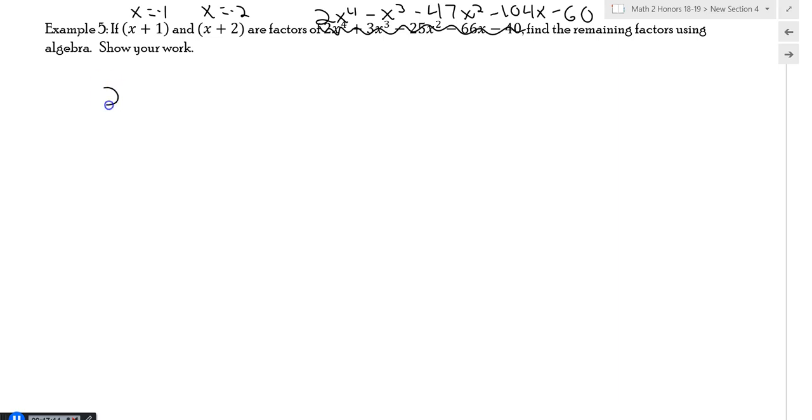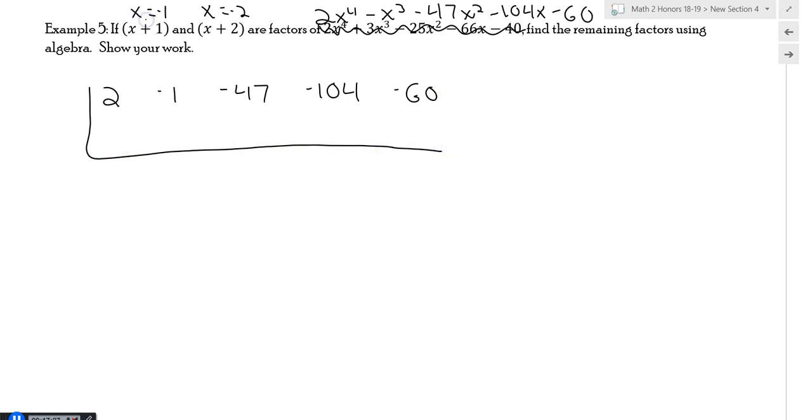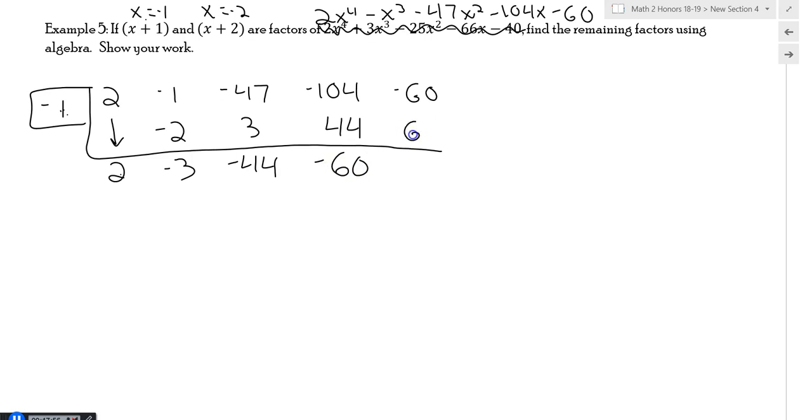So, setting up my synthetic division, we have 2, negative 1, negative 47, negative 104, negative 60. And first one is that negative 1 goes on the outside. Bring down the 2. Negative 1 times 2 is negative 2, which is negative 3. Negative 1 times negative 3 is positive 3, which is negative 44. Negative 1 times negative 44 is 44. We add these, we get negative 60. Negative 1 times negative 60 is 60. Oh good, our remainder is 0.